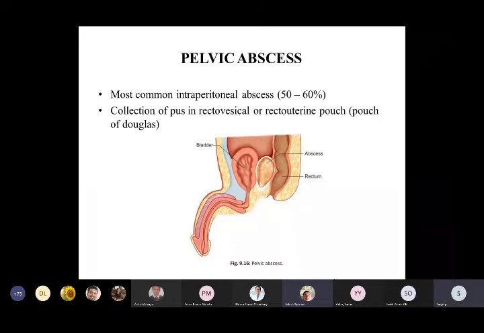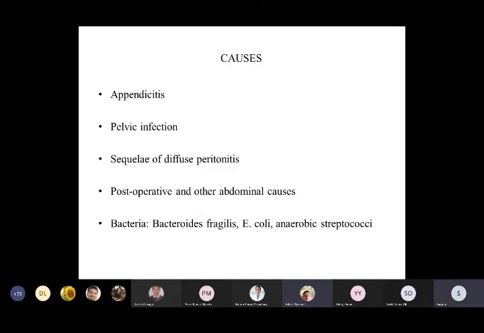That is a collection either in the rectovesical pouch, that is between the rectum and bladder, in males, and the rectouterine pouch, that is between the rectum and the uterus, the pouch of Douglas in females. Causes are appendicitis, pelvic infection, sequelae of diffuse peritonitis, postoperative and other abdominal causes, and bacterial infection.